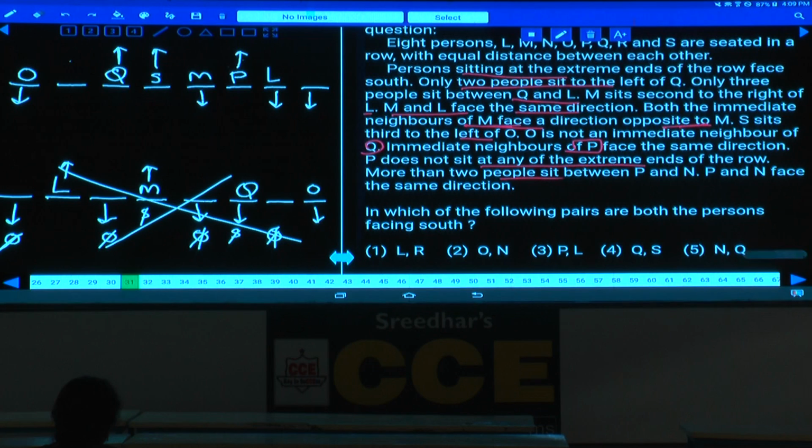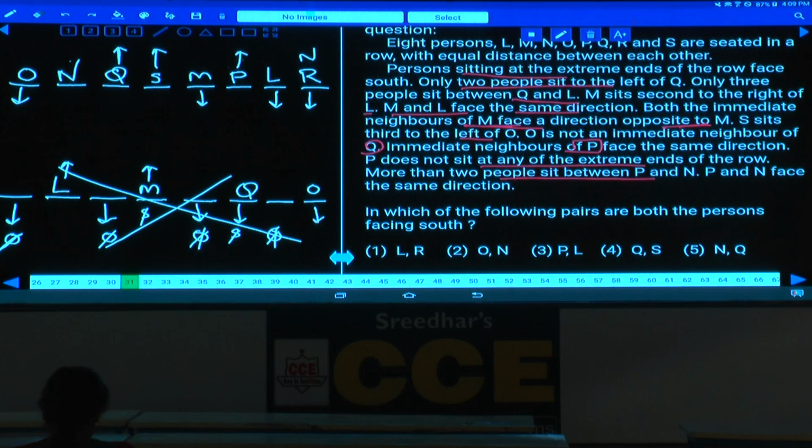More than two people sit between P and N. And now, can N be at this place? If N is here, how many persons in between P and N? There is only one person. But as more than two persons sit between P and N, either 3 persons or 4 persons or 5 persons must be in between P and N. Hence, in this one, what is the only possibility? N is here. If N is here, then who is the person left over? R is the person left over.